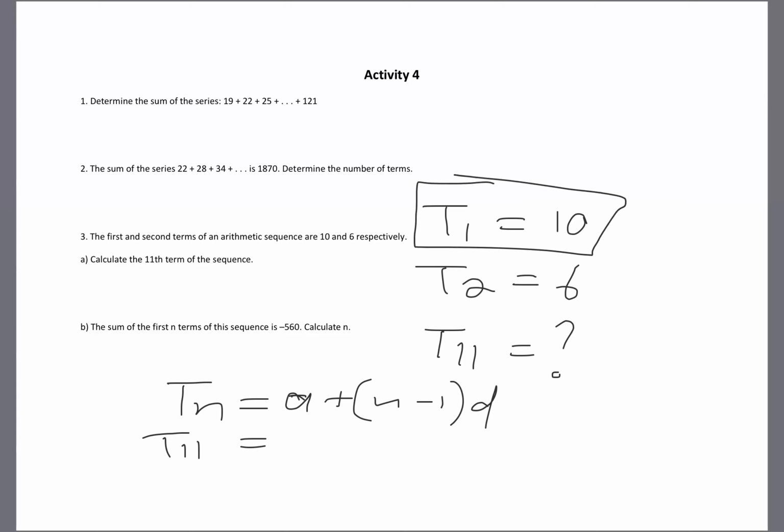Do you see it? Yes. So a is going to be 10 plus my n is 11 minus 1. And my d is going to be negative 4. And then I just solve. I just punch this in my calculator. So what's my T11 going to be?